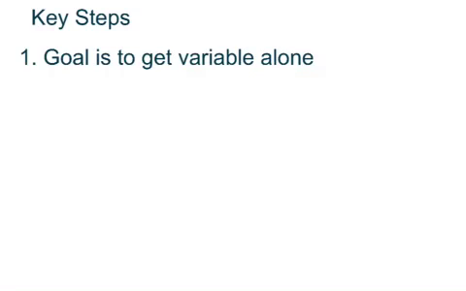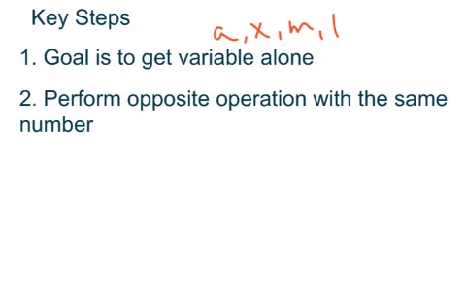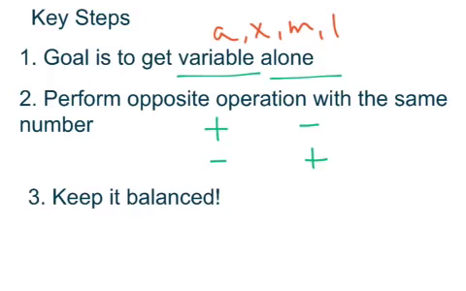Let's go over some key steps from the lesson. Our goal is to get the variable alone. Remember, a variable is the letter like A, X, M, L, whatever you want it to be. Perform the opposite operation with the same numbers. So if you're originally adding, you're going to subtract. If you're subtracting, you're going to add to get rid of that number and get your variable alone. Remember, we want to keep that teeter-totter balanced. Whatever you do to one side, you have to do to the other.